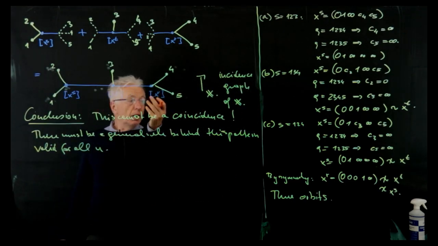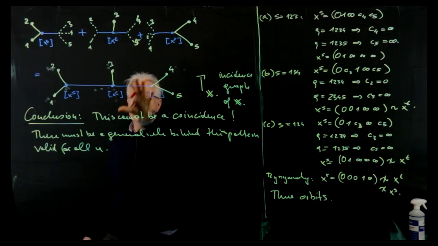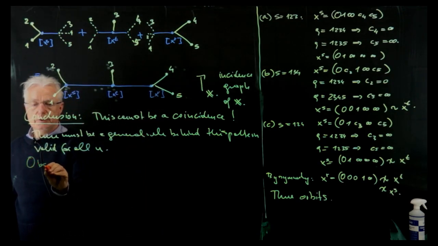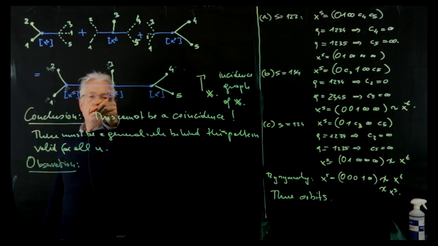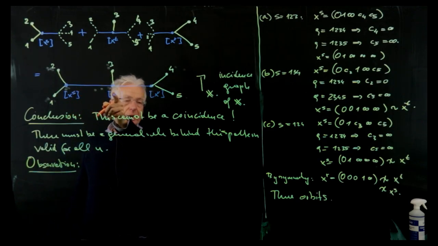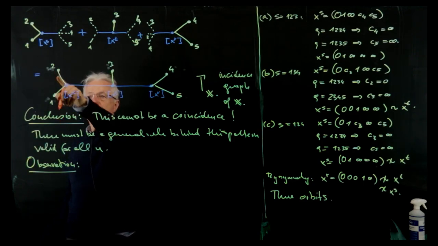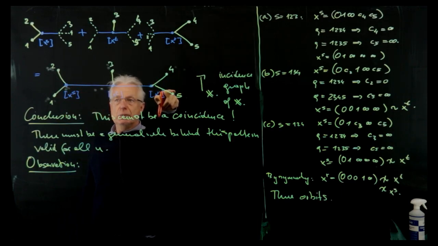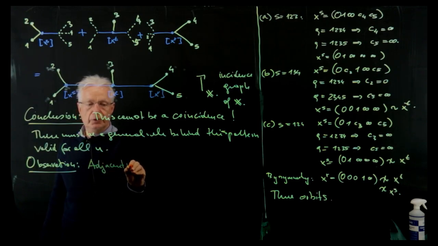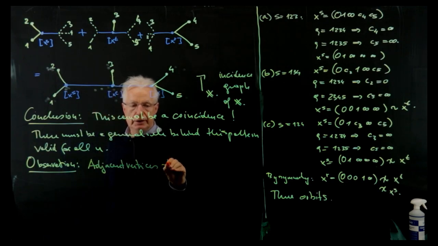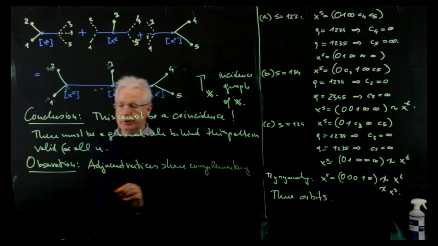And how did we combine these three pieces of information into our total tree? The observation is, so recall in xs and xt, I said it several times: for xt, these two entries are equal, and for xs, the other three are equal. So adjacent vertices share complementary incidence sets.